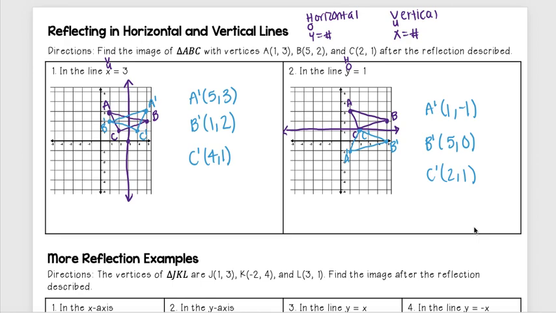Okay, so this is the answer you should have gotten for this one. And so how I got my A prime was I saw that A was 2 units away from this horizontal line, so I had to go 2 units the opposite direction. For B, it was only 1 away, so I just went 1 the opposite direction. And then remember, when the point is actually on the line of reflection, the reflected point is still going to be that same point. So C and C prime are actually the same point here.